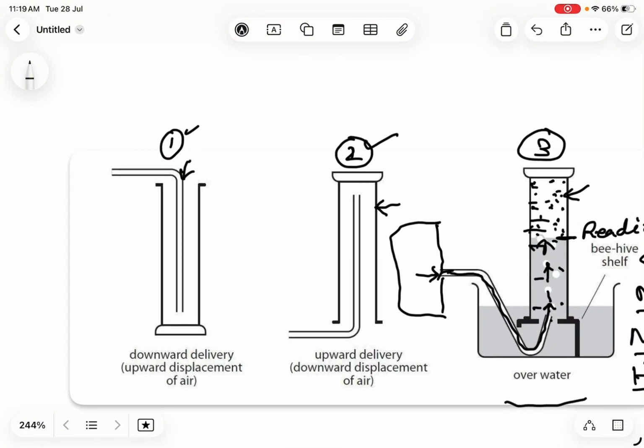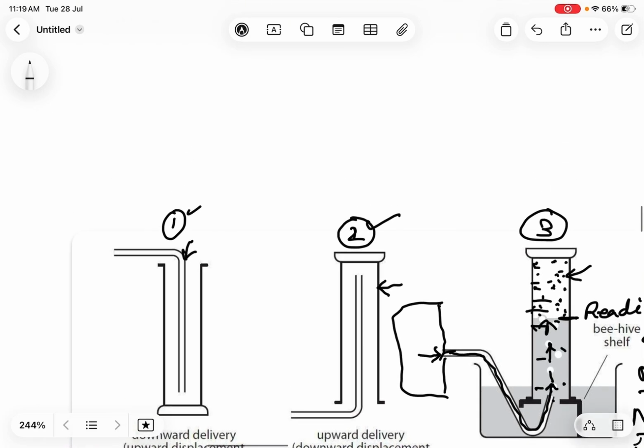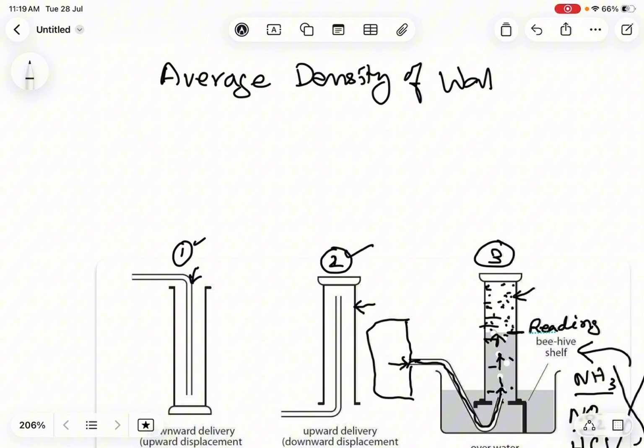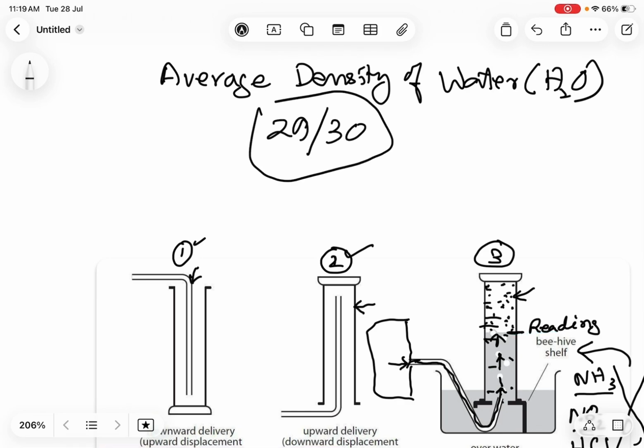So we are left with 2 more delivery methods. Now before we go on to explain this, we need to understand one more thing, and that is the average density of water, or in other words H2O. So the average density of water is around 29 or sometimes 30. Okay, so this is the average density of water, 29.